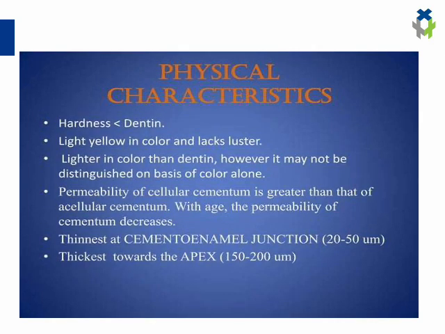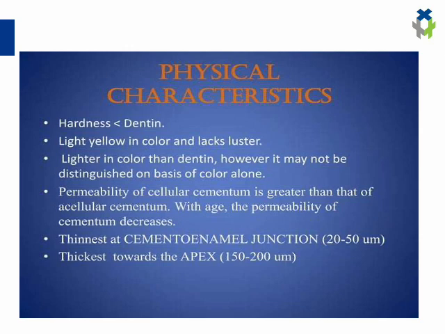Physical characteristics. Cementum hardness is less than dentin. It's light yellow in color and lackluster, lighter in color than dentin. However, it may not be distinguished on the basis of color alone. Permeability of cellular cementum is greater than that of acellular cementum. With age, the permeability of cementum decreases.